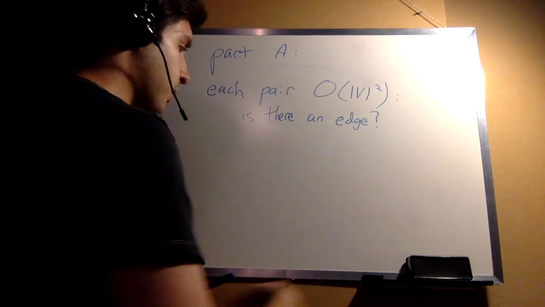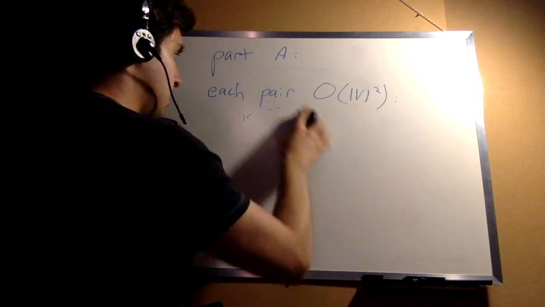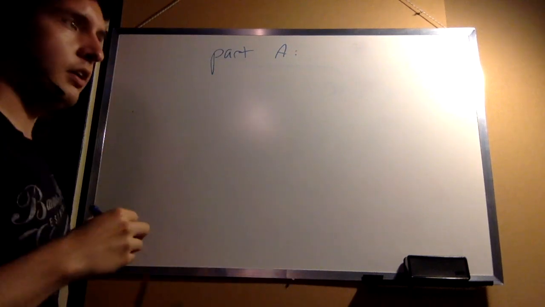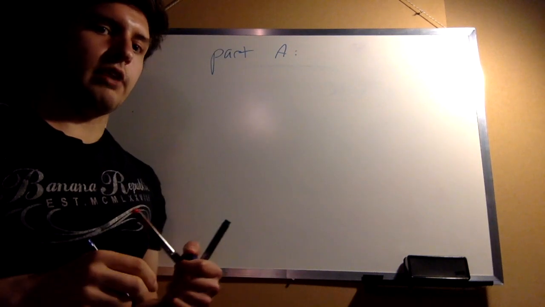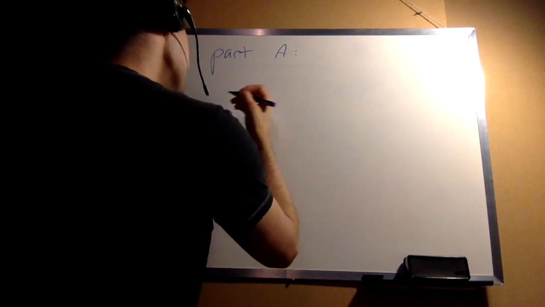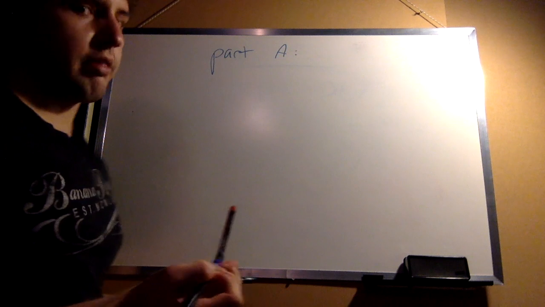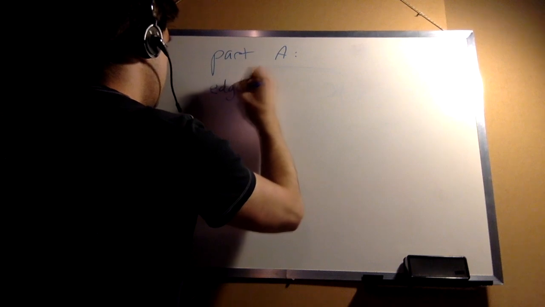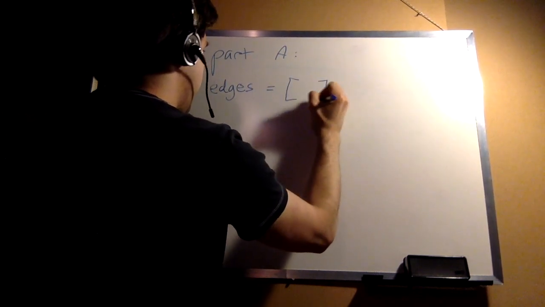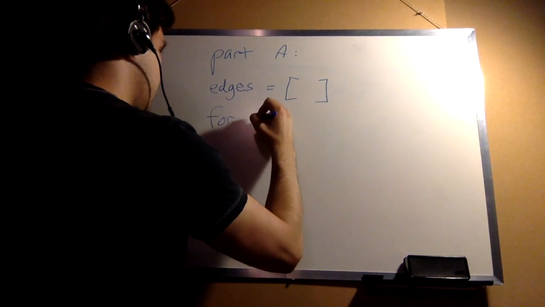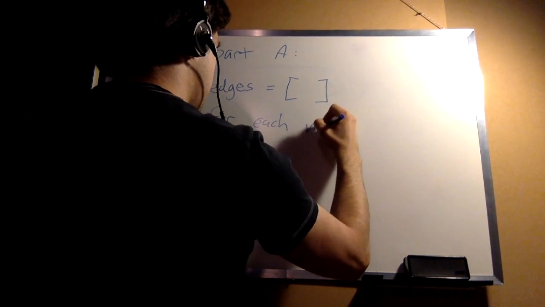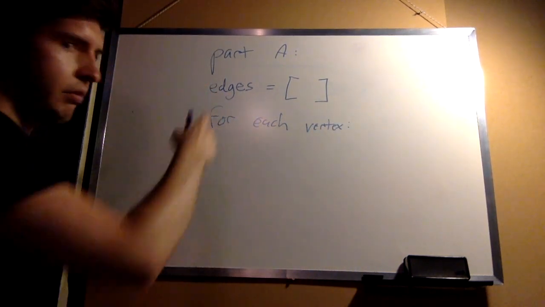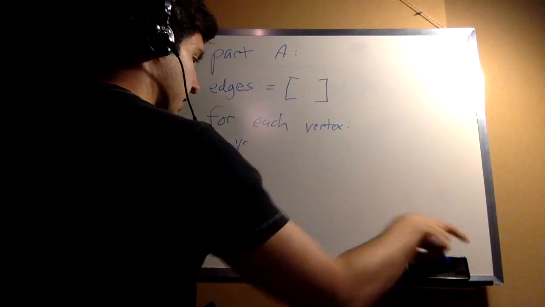Well, going from extracting every edge from every vertex in the adjacency list. Let's say we just put them in a list, like a linked list or a vector or something. So we would have our edges, and it's just a list. And then for each vertex, we want to put its edges into the edges list here.